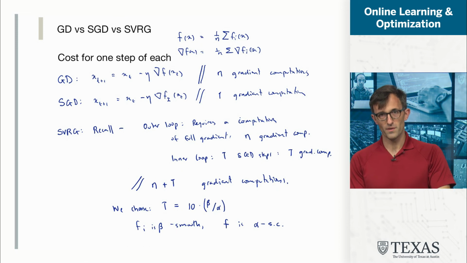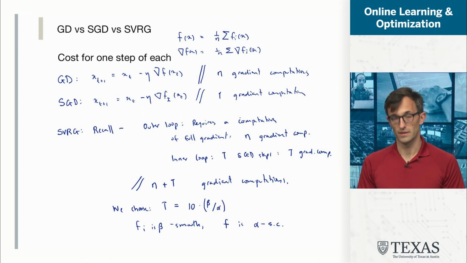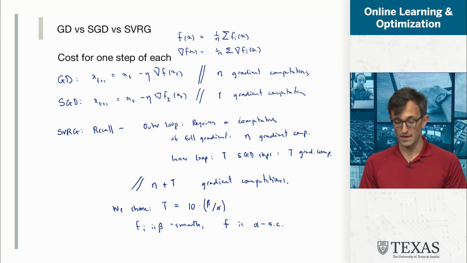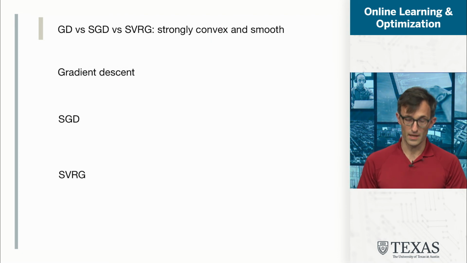So far this doesn't help us so much. So far, one iteration of SGD is by far the least expensive, and SVRG is the most expensive. But in order to make a fair comparison, we need to see how many of these iterations we need in order to get epsilon accuracy. So let's put this all together.